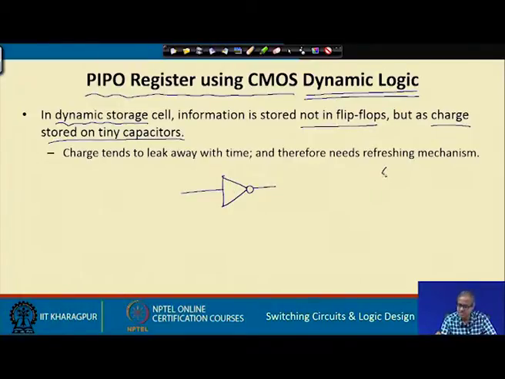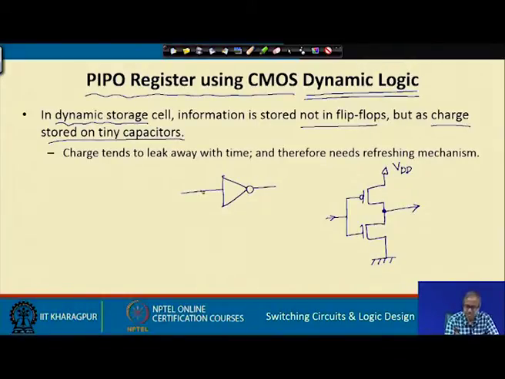So, how does a CMOS gate look like? If you recall, there are 2 transistors, one is a p type transistor, one is an n type transistor, they are connected together. This is your input, and from this common point you take the output. This is your power supply VDD and this is your ground. Now, if you look at this point, this line is feeding the gate inputs of 2 transistors.